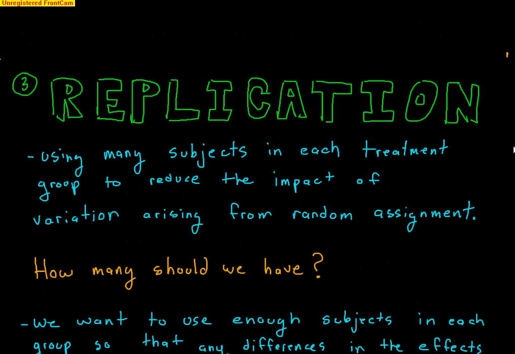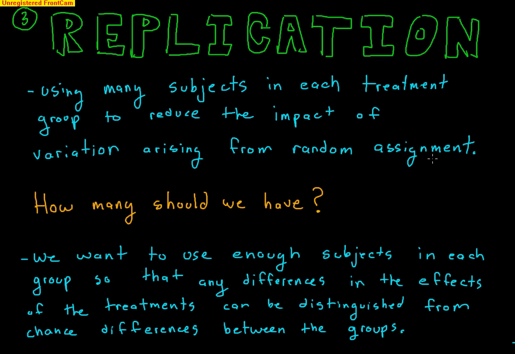Okay? And I'll read this bottom statement one more time as well. We want to use enough subjects in each group so that any differences in the effects of the treatments can be distinguished from chance differences between the groups. What we're trying to say is that we want to see at the end the differences in the treatments: vitamin D versus no vitamin D. And when we have more people, it's easier for me to see those differences. All those other variables that could happen because of random assignment become less important when I have more people.